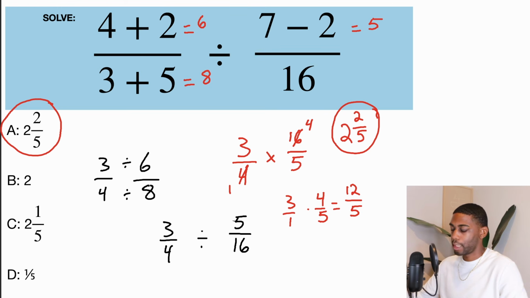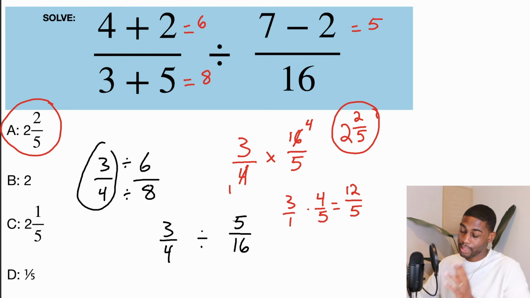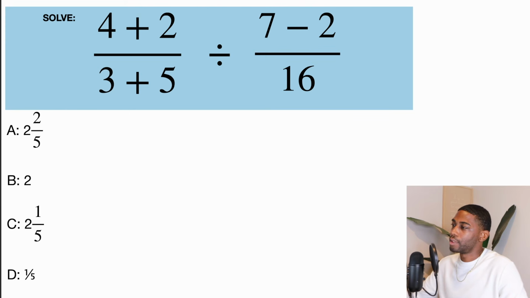All right. So I like to show you guys that way. But then instead of us simplifying this 3/4, right? If we had not simplified that 3/4, let's see while we're at it. All right. So let me see if I can do this real quick. What did we say up top? 4 plus 2 was 6. 3 plus 5 was 8. 7 minus 2 was 5. And then the 16 stays the same. So we had 6 over 8 divided by 5 over 16.